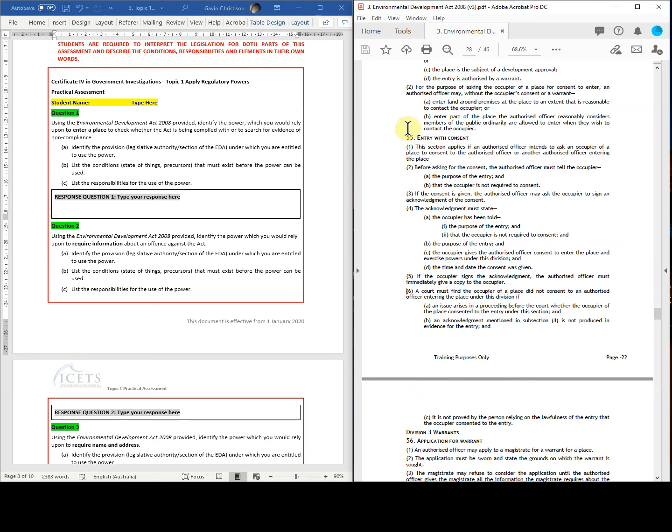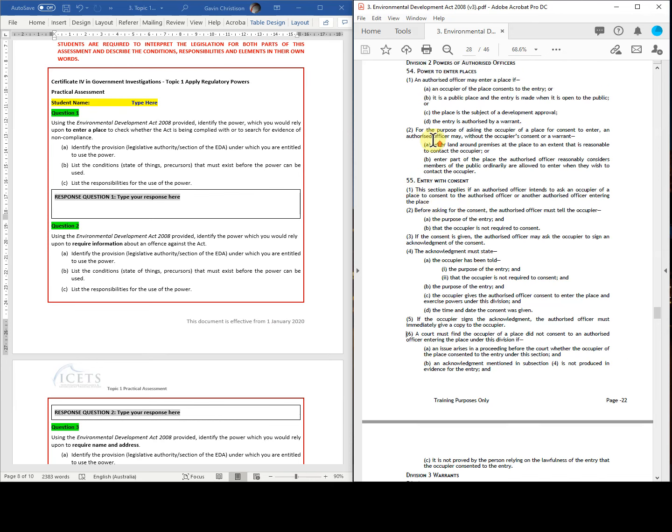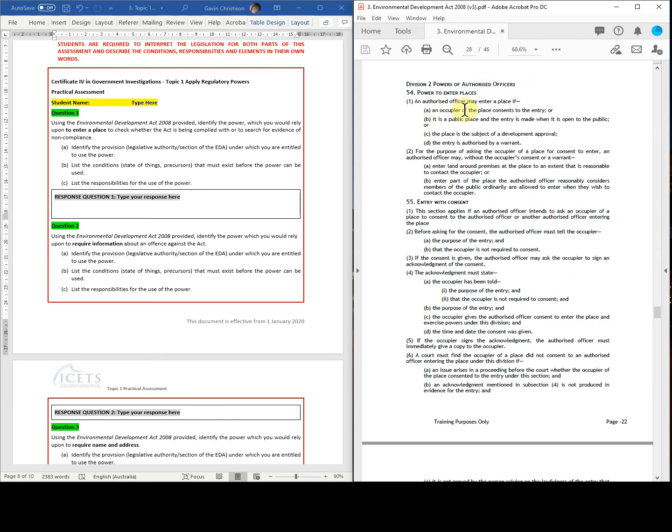So to write up this question, a correct answer would be to have conditions relating to the authority, being an authorised officer, a condition relating to it being a place, and the four conditions under which entry can be made, A through to D.